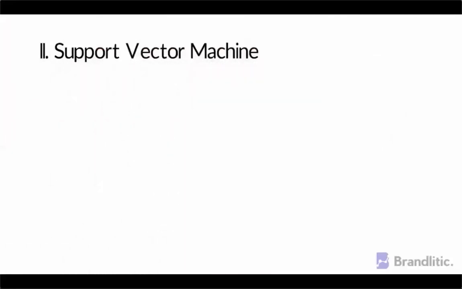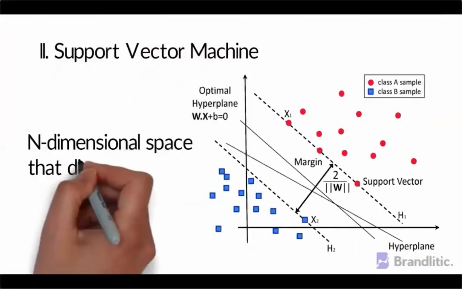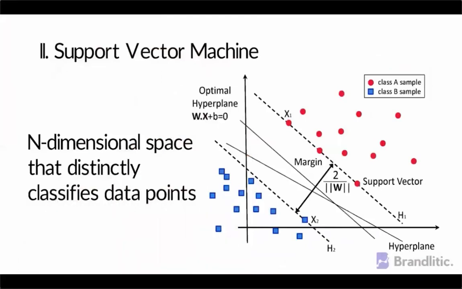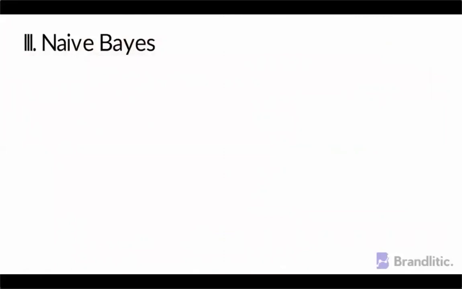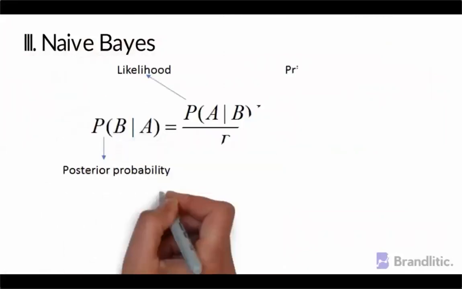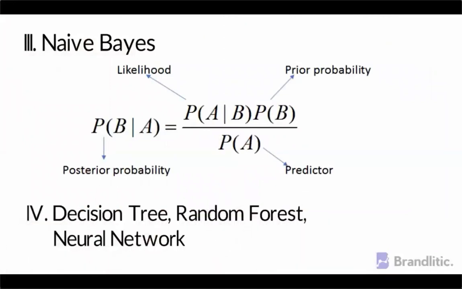Next, support vector machines. It is a supervised classification technique that carries an objective to find a hyperplane in n-dimensional space that can distinctly classify the data points. Next, naive Bayes. It's a classifier which acts as a probabilistic machine learning model used for classification tasks. The crux of the classifier is based on the Bayes theorem.